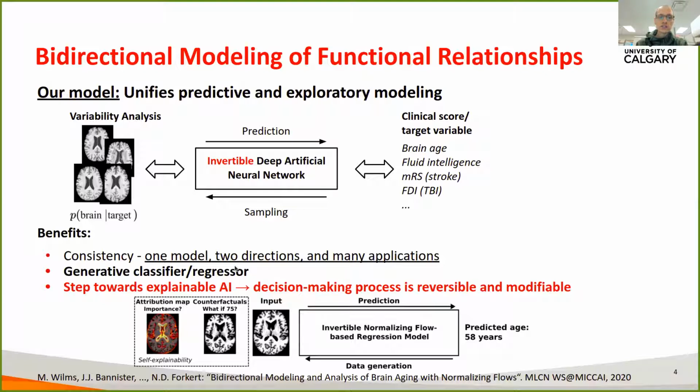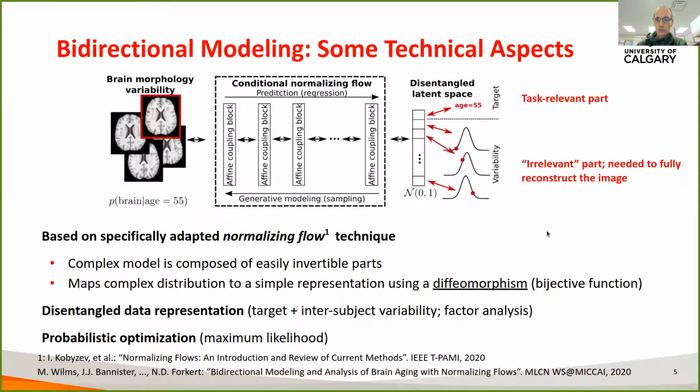And it's kind of a generative classifier or regressor because we can generate data with the model. And therefore, it's an important step towards explainable AI, as we will see later on, because we can reverse or invert the decision-making process to explain the decision-making. And some technical aspects here are related to our workshop paper from last year.